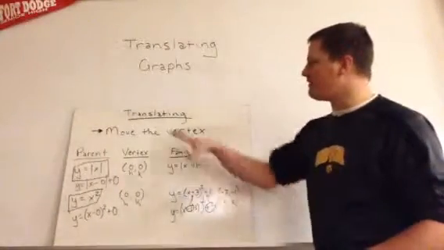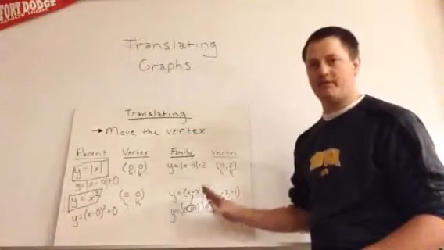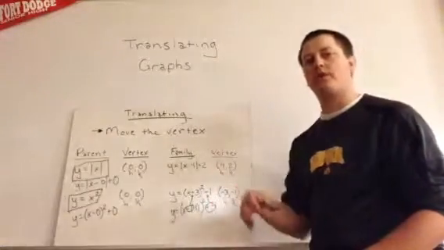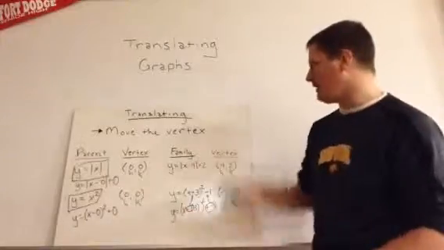So this is the basics of translating. It's really just moving the vertex, having a different vertex other than 0, 0 in the problem. So our focus when we look at the graphs to make an equation will be on the vertex in this case.